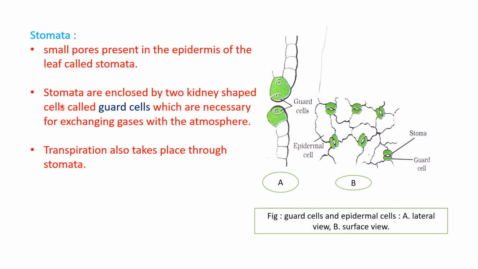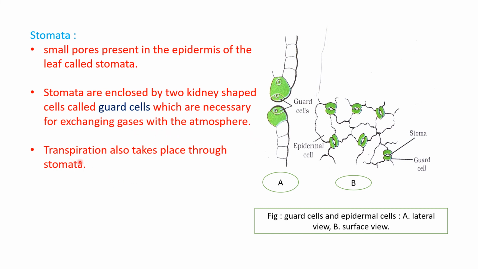As the pores are present, there must be some gap, and there we can find one type of cell, this is the kidney-shaped cell. See the picture, these are the kidney-shaped cells, and this is called the guard cell. So when it is open, gaseous exchange or water exchange is possible. When it is closed, that is not possible. So this type of cells are called guard cells. See, stomata are enclosed by two kidney-shaped cells called guard cells, which are necessary for exchanging gases with the atmosphere.